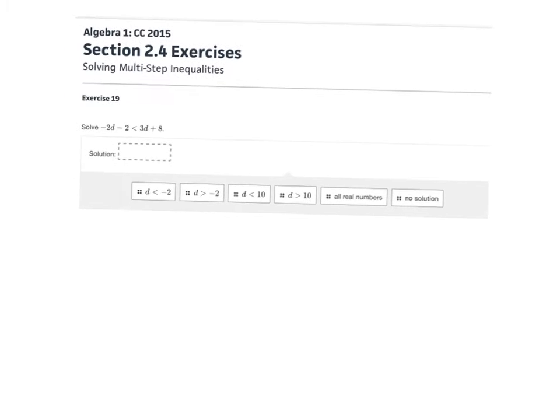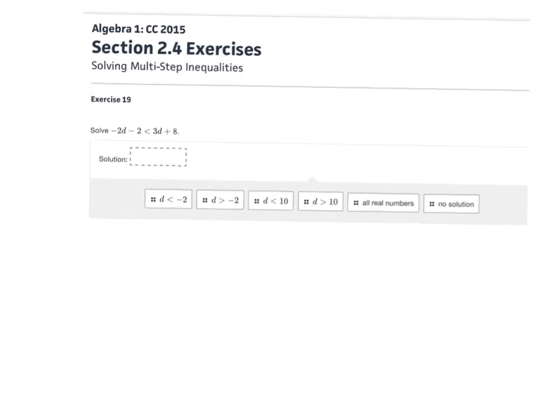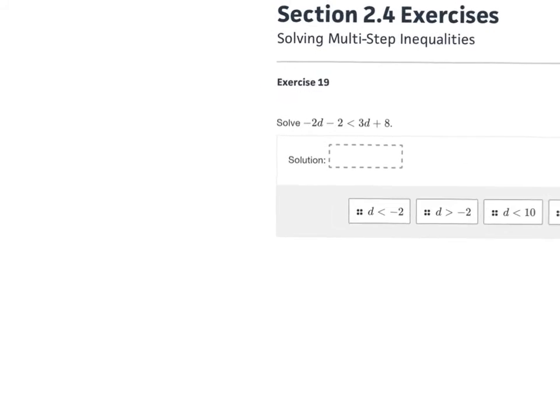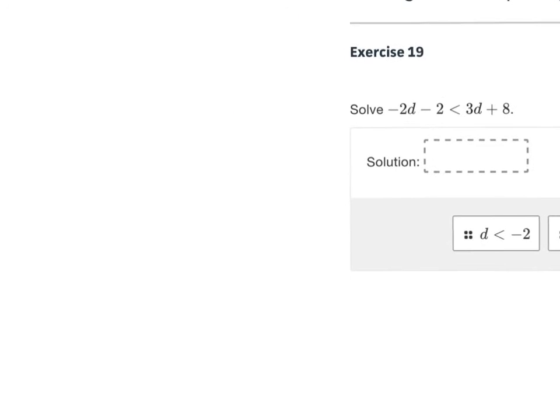Alright guys, I'm going to quickly run through the 2.4 exercise day 2. So let me move this so I have a little bit of room. I've got negative 2d minus 2 is less than 3d plus 8.